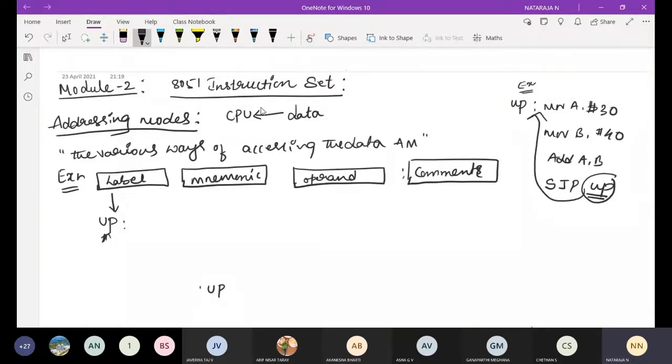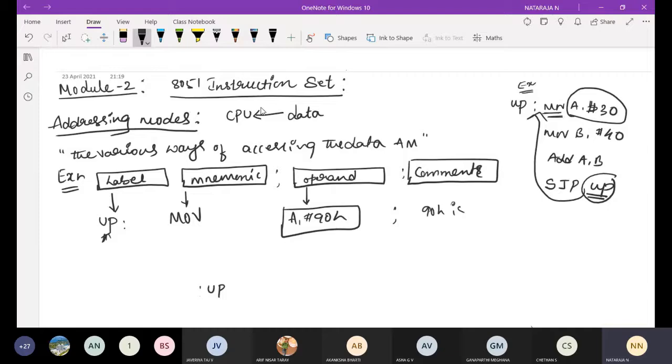Next, mnemonic. What am I going to use? These things are mnemonics. For example, MOV is a mnemonic, what we are going to call in the program. Then what is the operand? Operand means what I am going to use, A comma #30, or else you can use A comma #90H, 40H, anything that we can call an operand. Then comment, we need to write a comment. 90H is moved to accumulator. That we need to represent.